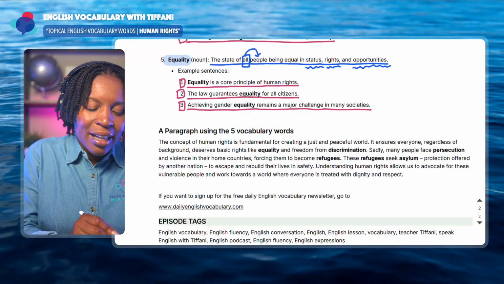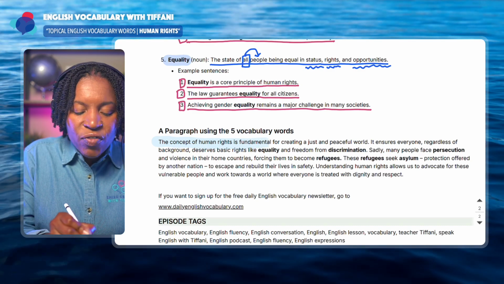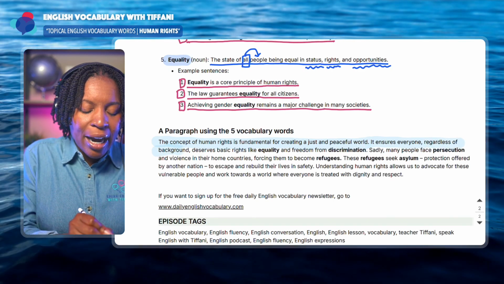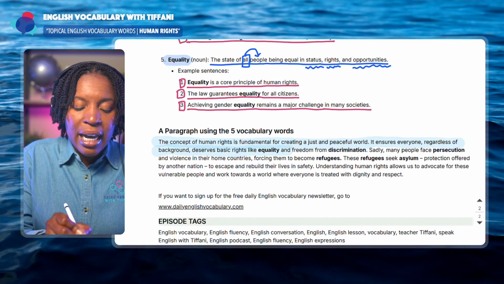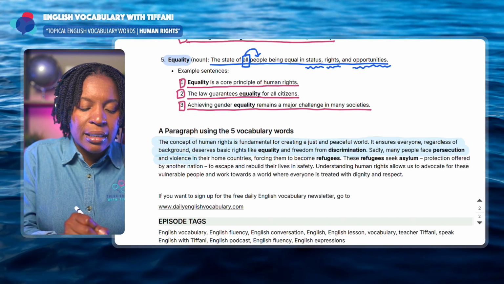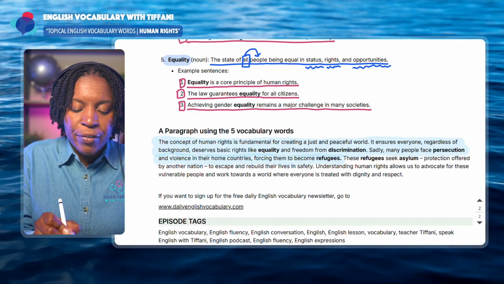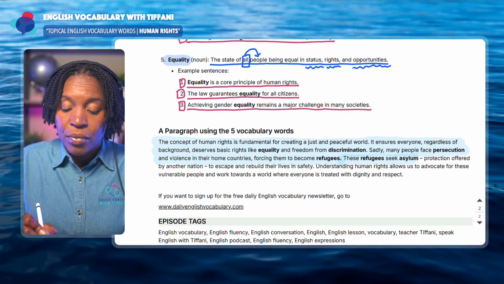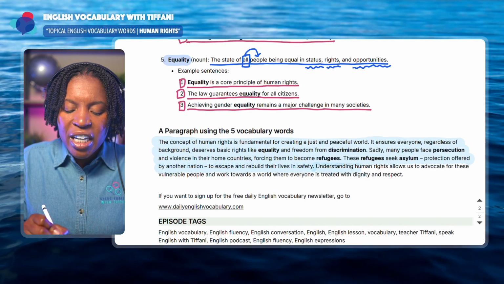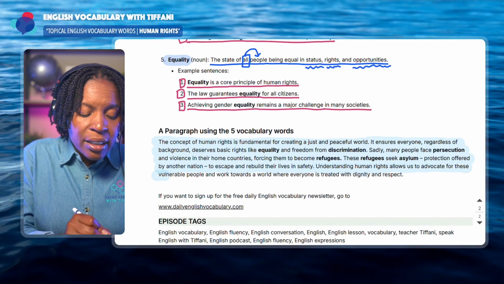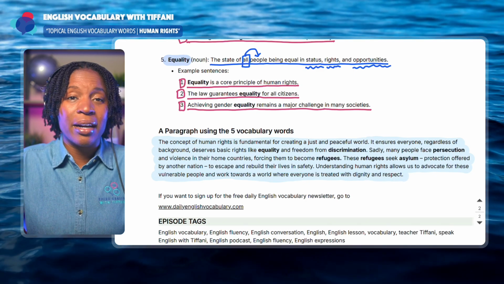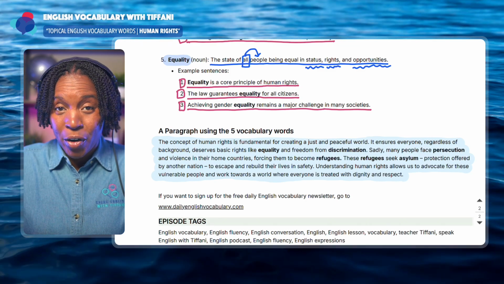Here we go. The concept of human rights is fundamental for creating a just and peaceful world. It ensures everyone, regardless of background, deserves basic rights like equality and the freedom from discrimination. Sadly, many people face persecution and violence in their home countries, forcing them to become refugees. These refugees seek asylum, protection offered by another nation, to escape and rebuild their lives in safety. Understanding human rights allows us to advocate for these vulnerable people and work towards a world where everyone is treated with dignity and respect.